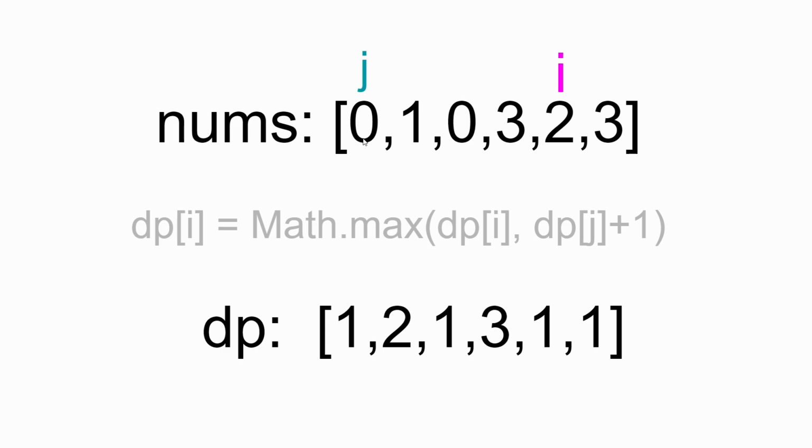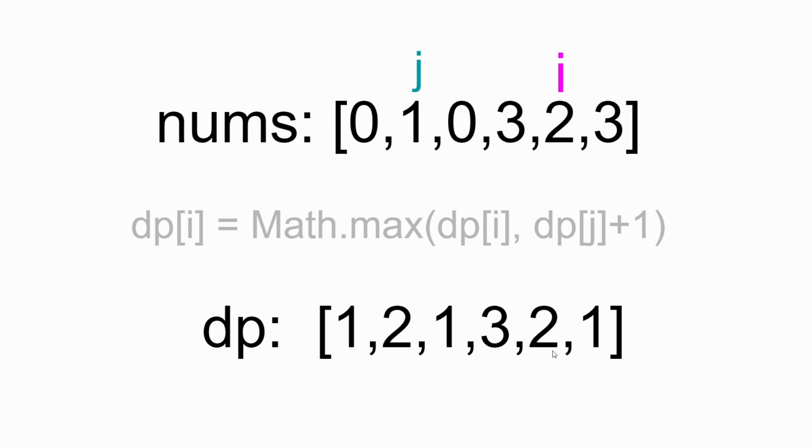Is 2 greater than 0? Yes. So what is greater, dp at I or dp at j plus 1? Well, dp at j plus 1 is 2, right? Because 1 plus 1 is 2, and dp at I is only 1. So we're going to update this to 2. And now we can increment j again.